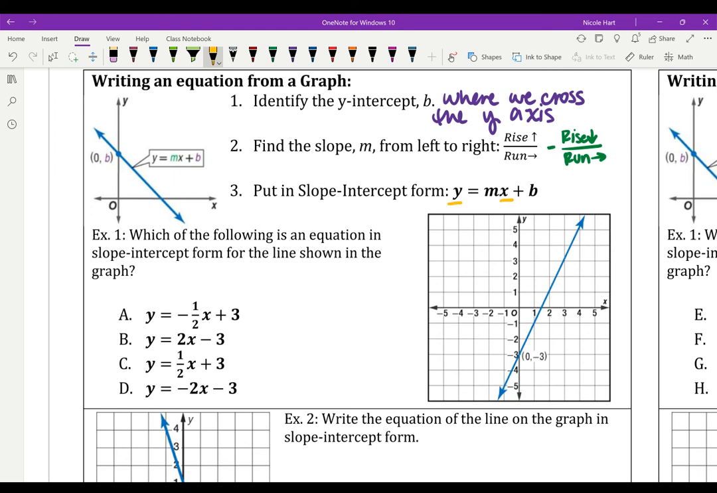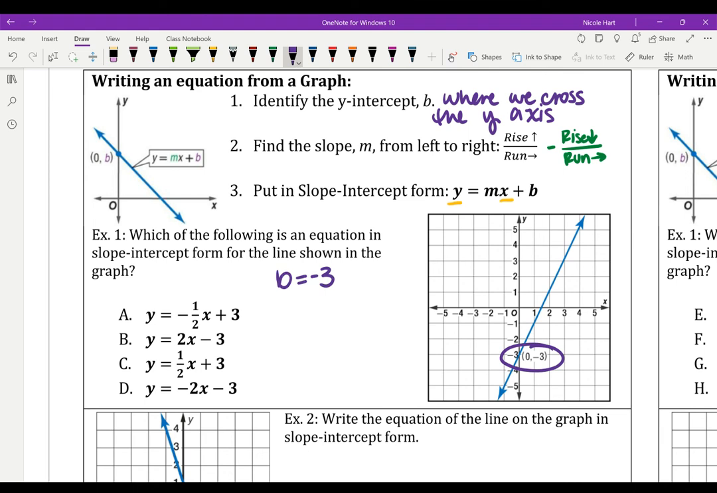So looking at our first example here, it says, which of the following is an equation in slope-intercept form for the line shown on the graph? So the first thing I am going to look for is the y-intercept. So where we are crossing that y-axis. That y-axis is that vertical line. We are crossing at -3. So our b is equal to -3.